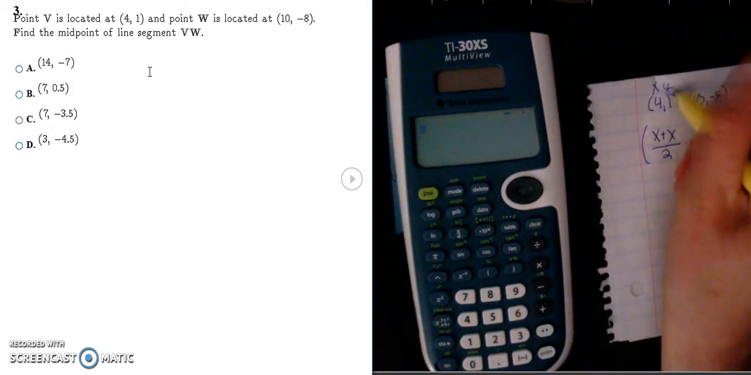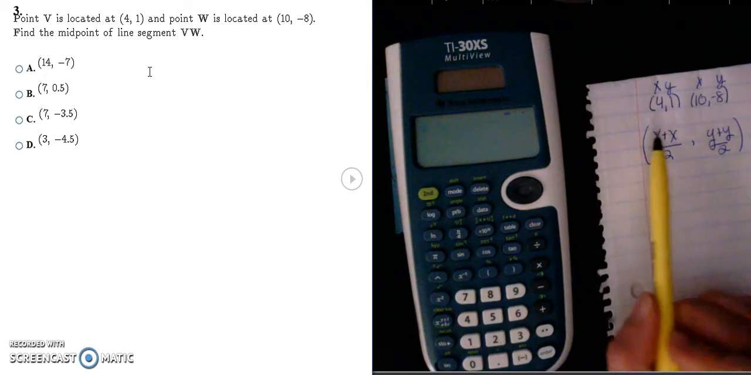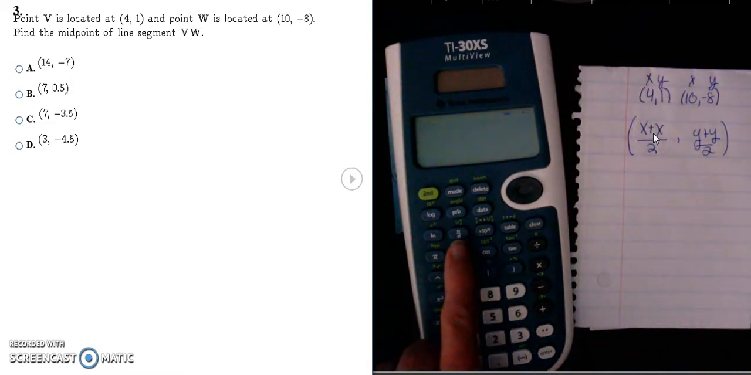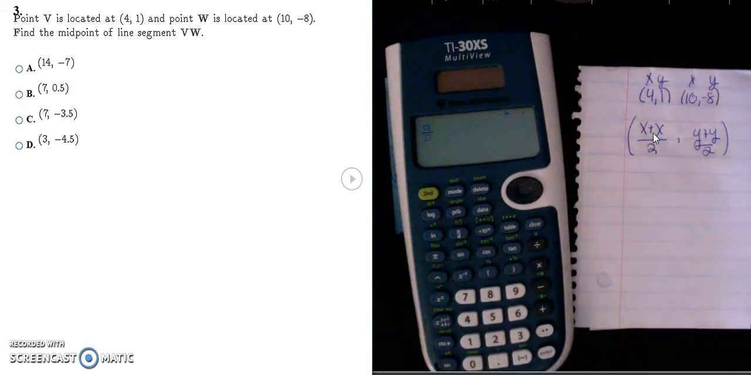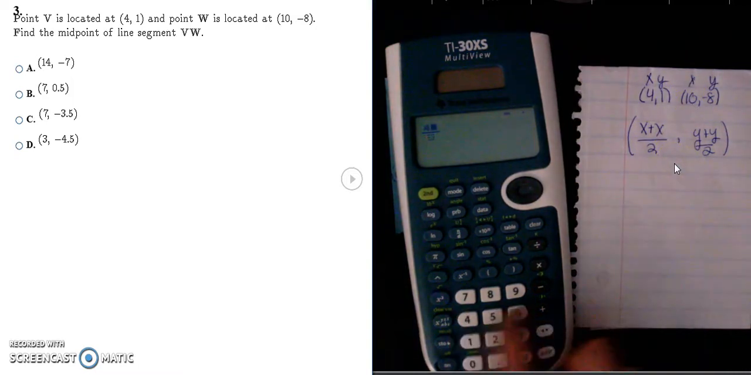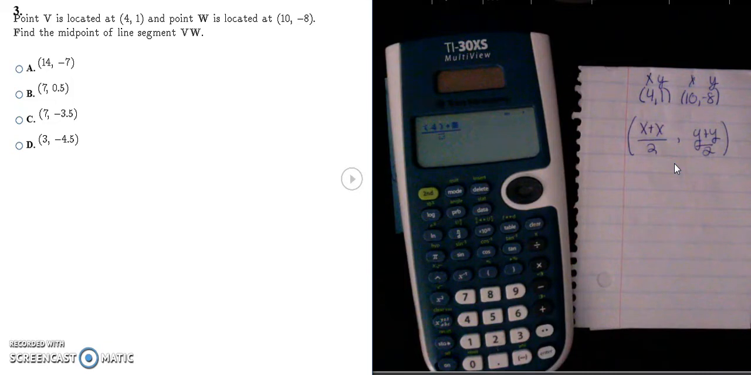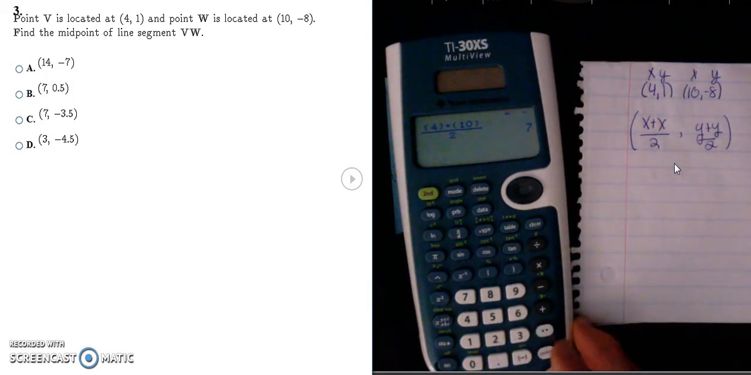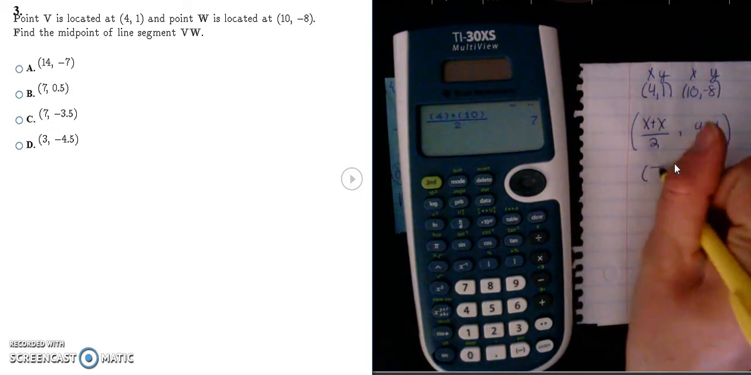So I label my points, and my x coordinates are 4 and 10. I'm going to add those. This part of the formula looks like a fraction, so I'm going to use my fraction button, which is n over d, and that brings up a fraction. I'm going to add 4 plus 10 in the top. Once again, it's always good to use parentheses around the values that you're substituting in. So I put parentheses around the 4, then a plus, and then parentheses around the 10. Then I scroll down and put the 2 in the denominator, and I press enter. So my x coordinate here is going to be 7.